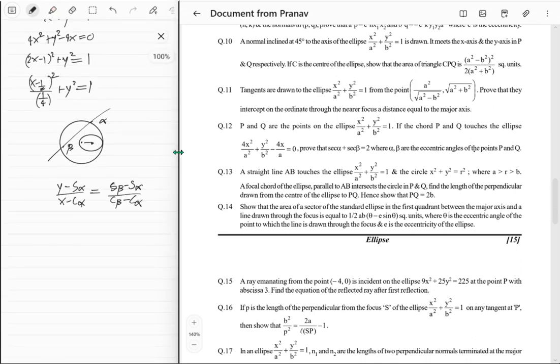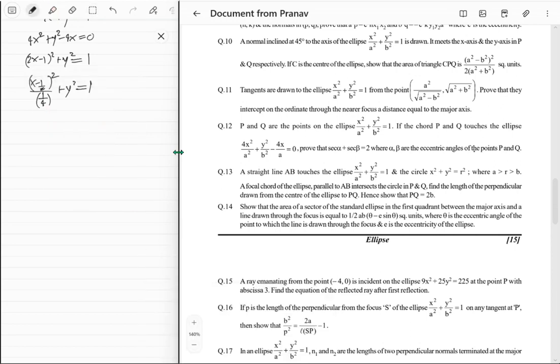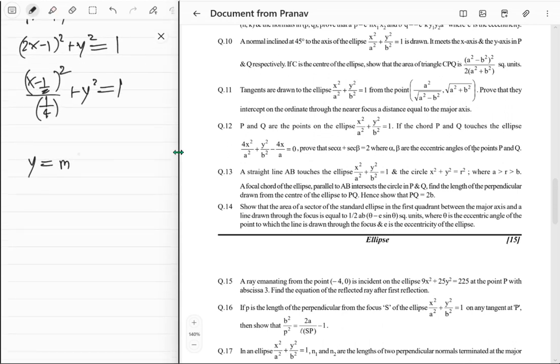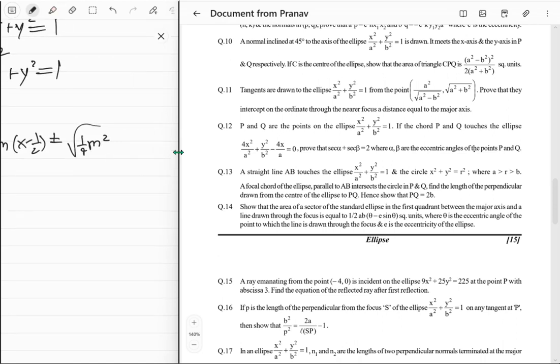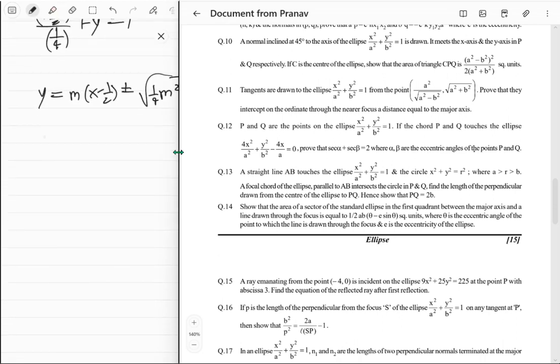Come on, think about it. What would be the equation of tangent for this thing? So for this, y is equal to mx. Instead of x, I'll just put x minus 1/2 plus or minus square root of a squared m squared, which is 1/4 m squared, plus b squared, just 1, right? And now we got the equation of tangent.